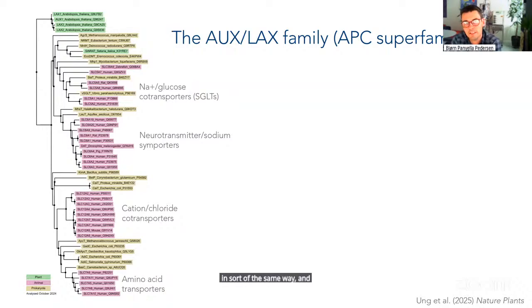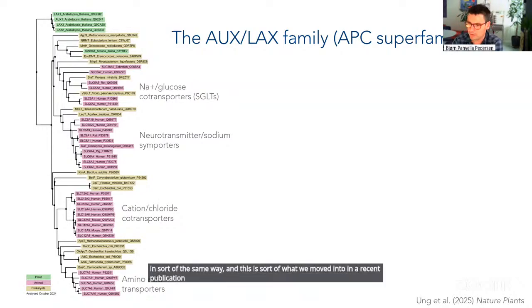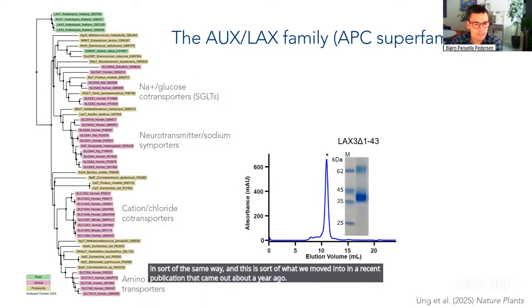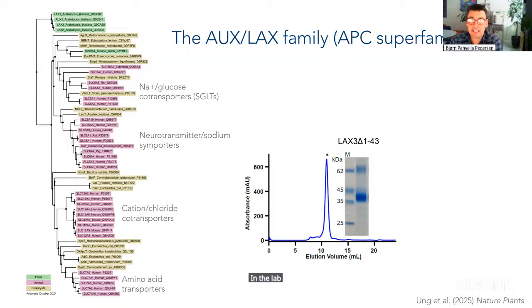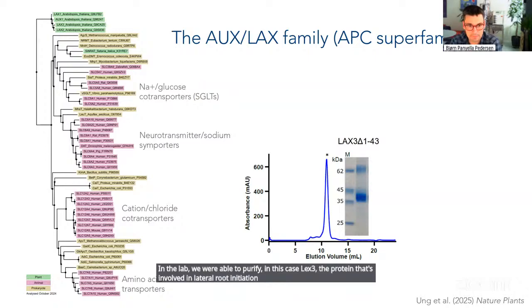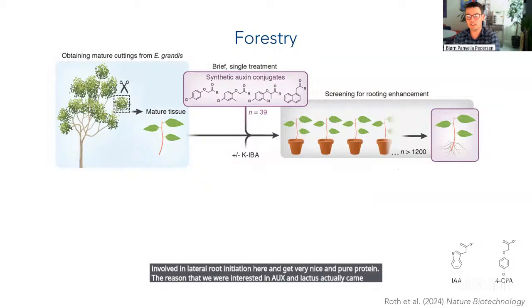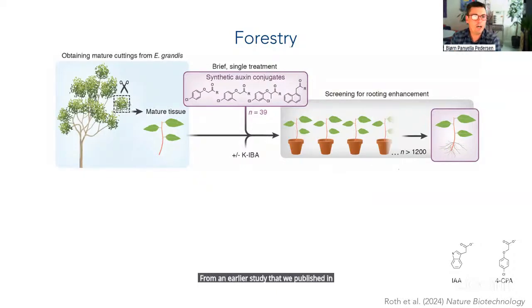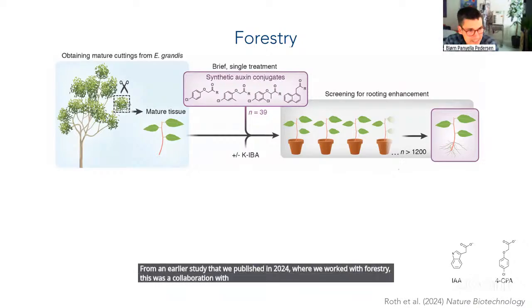And this is what we moved into in a recent publication that came out about a year ago. In the lab, we were able to purify, in this case, LAX3, the protein that's involved in lateral root initiation, and get very nice and pure protein. The reason that we were interested in AUX and LAXes actually came from an earlier study that we published in 2024, where we worked with forestry. This was a collaboration with Roy Weinstein's group, and what they were interested in is root initiation in eucalyptus trees.